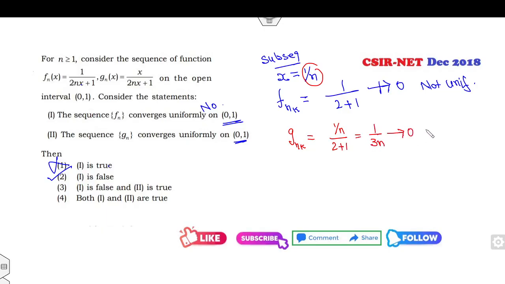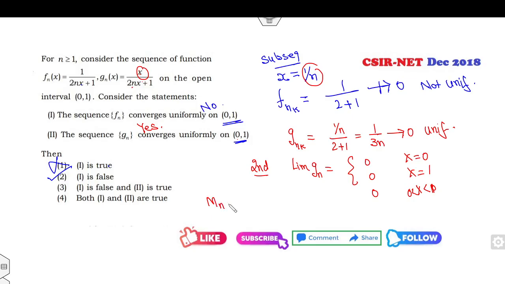It goes to 0 uniformly. So yes, this option is my correct option. Second, if you define the limit of the gn, the second method: what is the limit? If we take 0 and 1, if x is 0, the answer is 0. If x is equal to 1, then it's 1 over 2n plus 1, which goes to 0. Fine. And if x lies between 0 and 1, then again it is 0 because of this value.